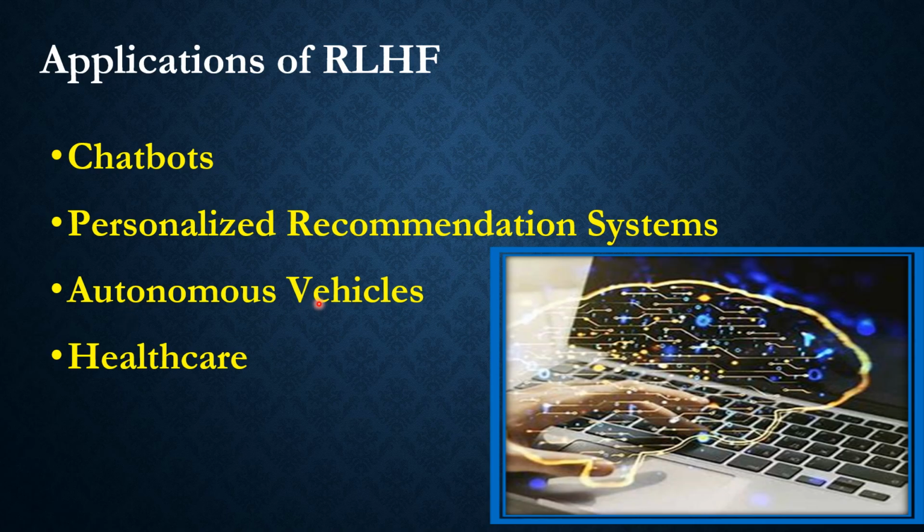Then comes the autonomous vehicle. So reinforcement learning from human feedback can be used to train autonomous vehicles, allowing them to learn from human feedback on their driving decisions. For example, a self-driving car may receive feedback on its decisions from a human driver, allowing it to learn to make safer and more efficient driving decisions.